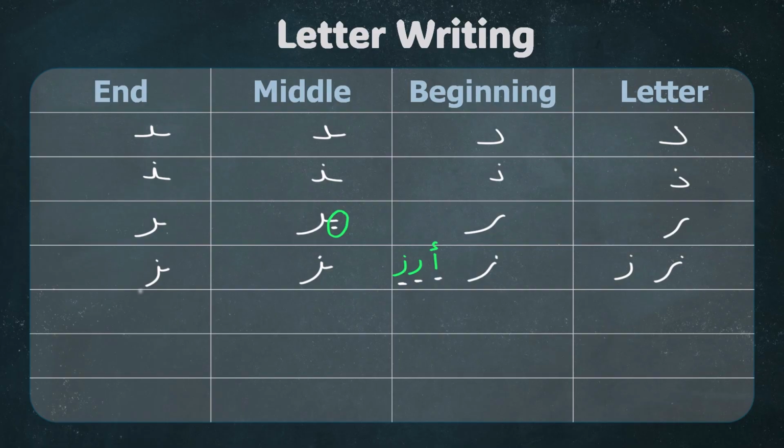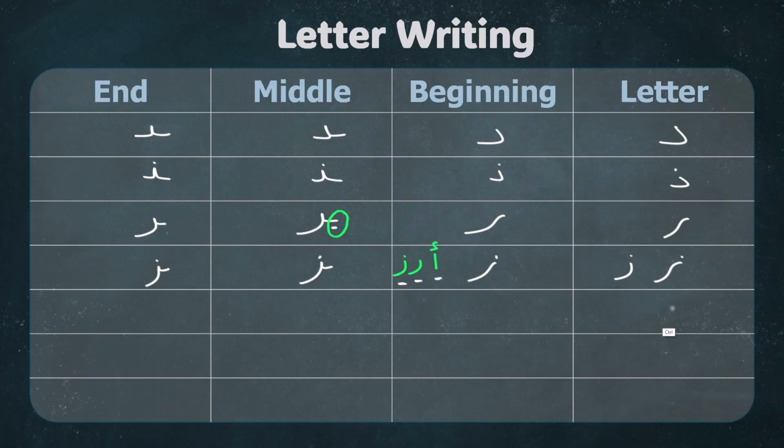And then we have zay. You just said that zay is written like this. Where is this part? Well, this part, as we said, is not part of zay. It's part of the preceding letter. So if the preceding letter doesn't have this extension, we will not write it down. Ra doesn't have this extension, so it's not going to be like this. Okay, I hope this is clear for you.